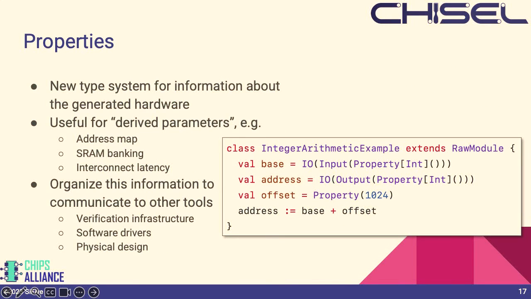Properties are another important thing because we have our design, we verify it, but what about the rest of the world, like your software, all the types of collateral you need to generate. So this part is still very much under active development, but it's essentially a way to describe non-hardware values that are related to the design. So address maps are a really good example. Like you have a base address, and then you can calculate all the addresses from that directly in Chisel.